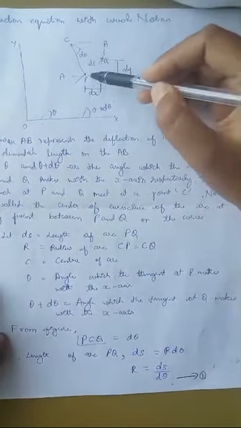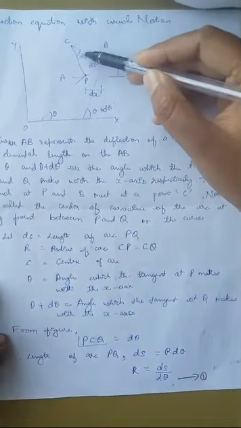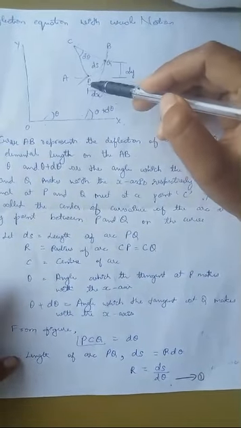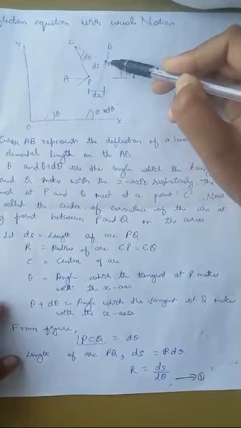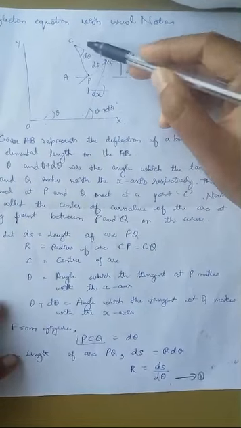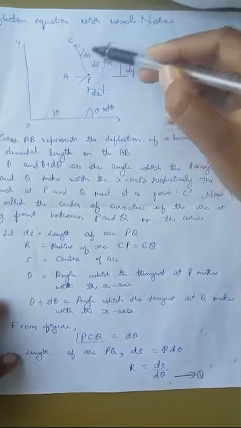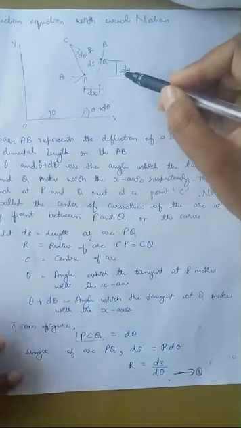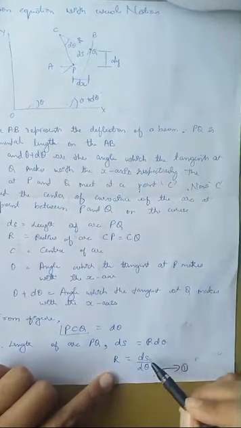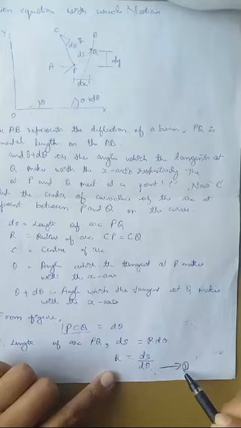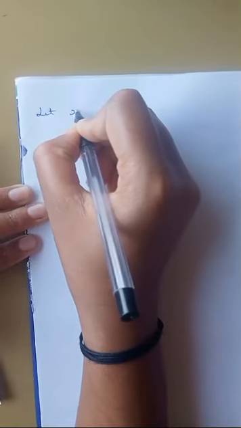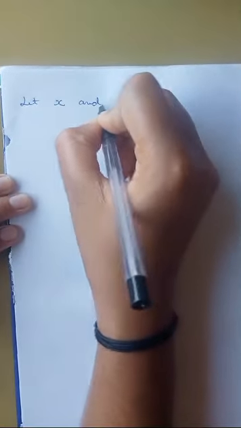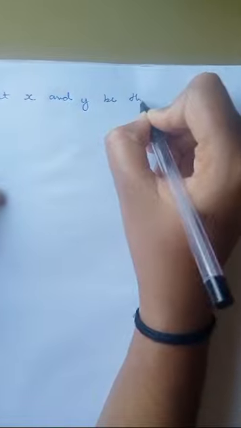From the figure, angle PCQ is d theta. So the length of arc PQ, that is ds, is equal to r into d theta. So r is equal to ds by d theta. Let it be equation number 1. Let x and y be the coordinates of point P.